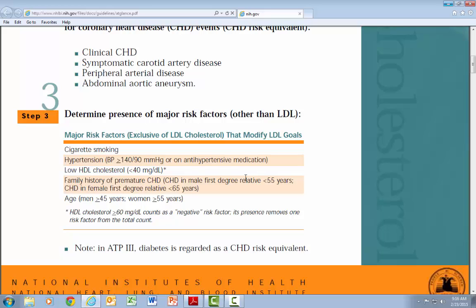And the age as well. Don't forget the age. Men more than 45 years old or women more than 55. So if you have 0 to 1 risk factor, you're going to have a certain approach for treatment of hyperlipidemia. And if you have 2 or more risk factors, you would have a different approach.